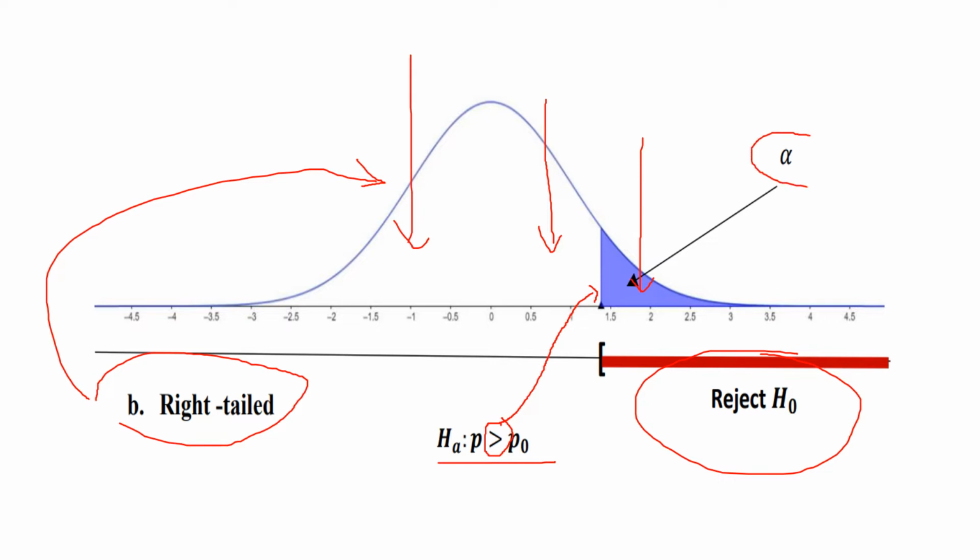Now, what is this alpha? This alpha will represent the boundary, or the separation, of your rejection region and your non-rejection region. This alpha will represent a critical value. It can be from the Z table or it can be from the T table.